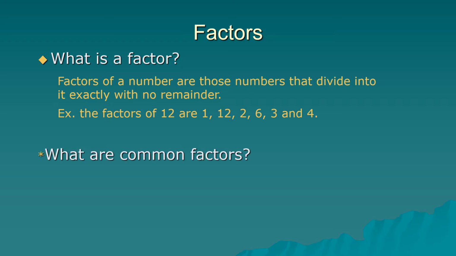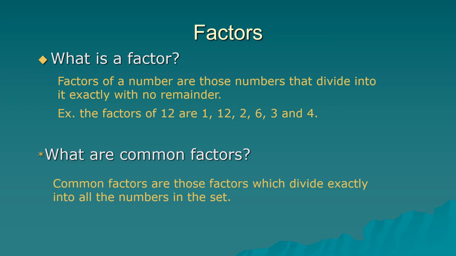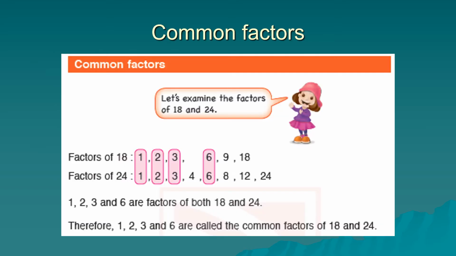What about common factors? What are common factors? Common factors are those factors which divide exactly into all the numbers in a set. For example, there are 2 or 3 numbers, and then we'll find one single number that can divide all of them. Another example is 18 and 24. So these two are, let's say, a set, 18 and 24.